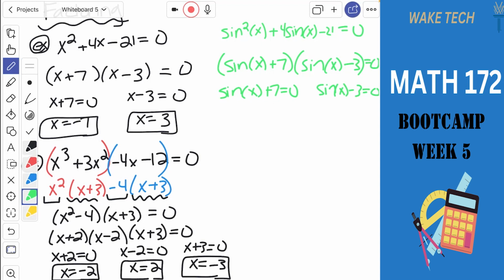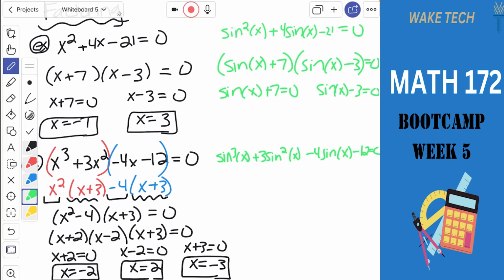A comparable type of question you could see this week in 172 is sine to the third x plus 3 sine squared x minus 4 sine x minus 12 is equal to 0. Again, just replacing the x's with sine x's, or any other trig function. I keep using sines, but it could be cosine or tangent or secant. Literally any of the trig functions would be totally fine.